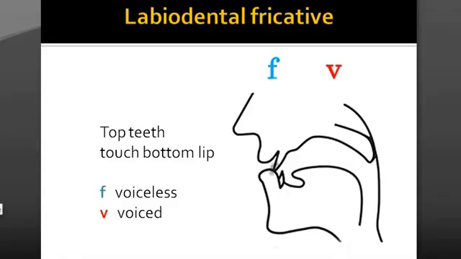So remember how to pronounce each sound. For f and v, top teeth touch bottom lip. And f is voiceless. You should feel no vibration. V is voiced. So you already know how to pronounce the F sound. To pronounce V, all you have to do is add the vibration. Okay, let's practice a few examples.